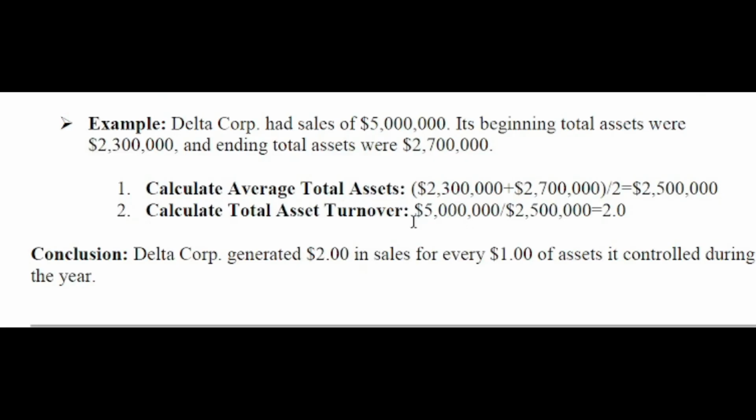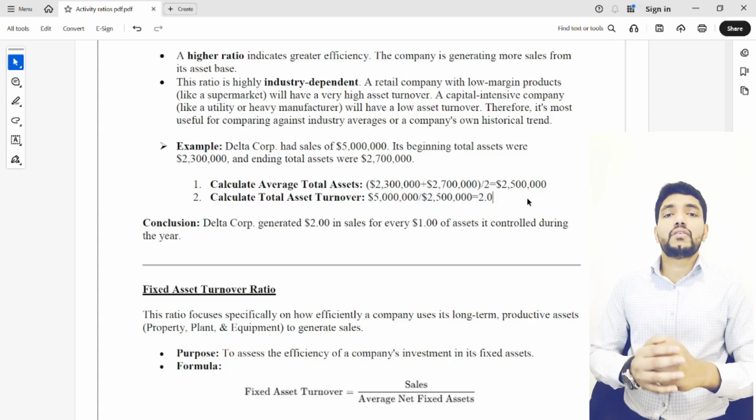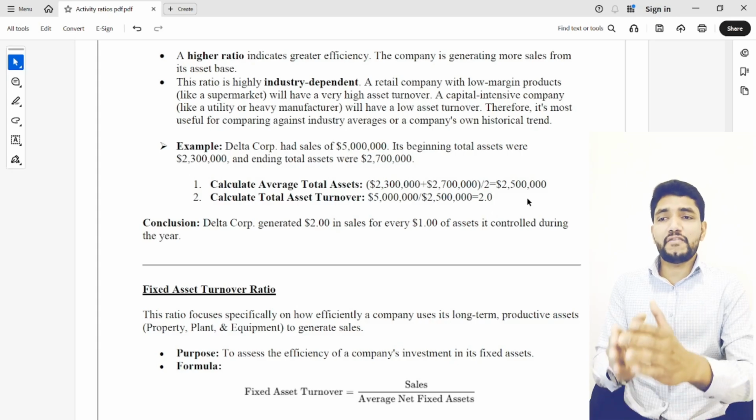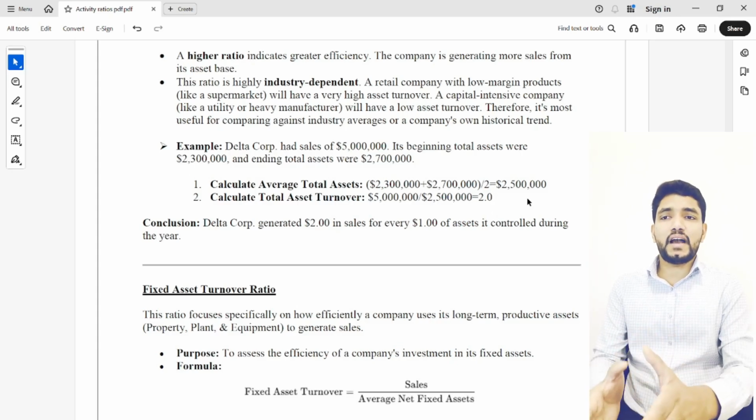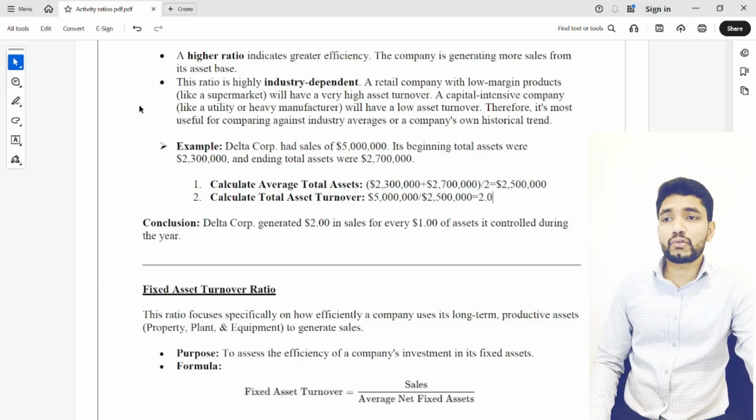The turnover of sales in this case is 5 million divided by average total asset, that means 2.5 million. So in this case, asset turnover is 2. That means we can interpret that for every $1 the company invests in asset, we are generating $2 in sales.